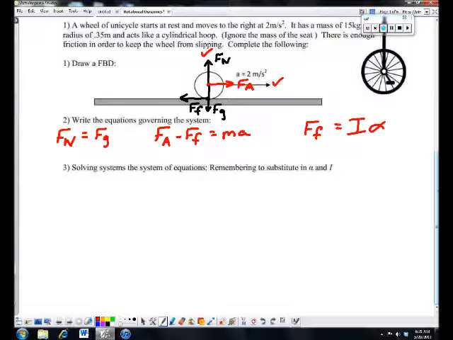So how can we solve this question? Well, I know Fg, I know Fn. This one's easy enough to do. So Fg equals, let's see, 15 kilograms, 150 newtons, which equals Fn. So that one's easy enough.